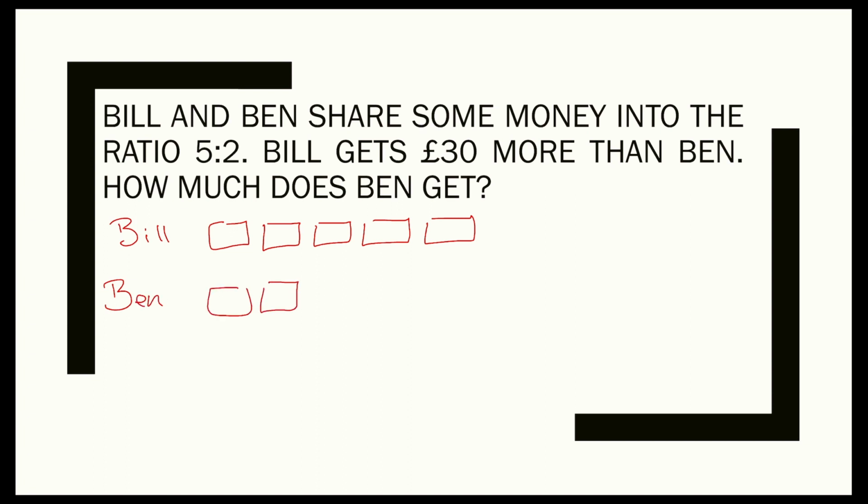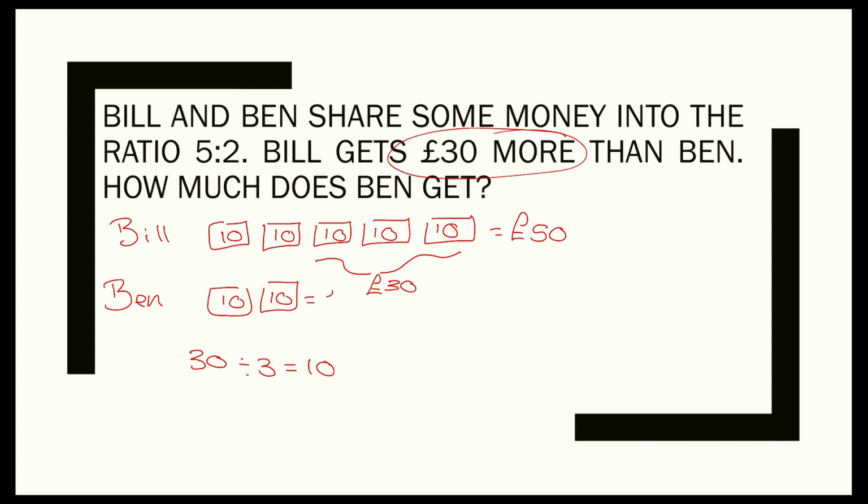Now looking at the wording of the question, Bill gets 30 more than Ben. This means that the number of extra boxes Bill gets must total £30. Since the 3 boxes total £30, we can work out what each box is worth by dividing the 30 by 3, which is 10. This tells us that we put 10 in each box. Working out how much Bill gets, we find he gets £50 and that Ben gets £20. Since the question is asking how much Ben gets, our answer is £20.